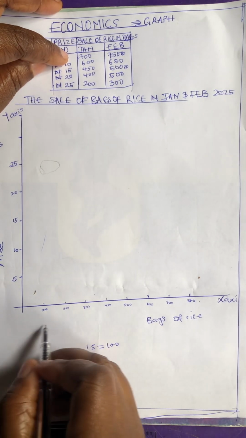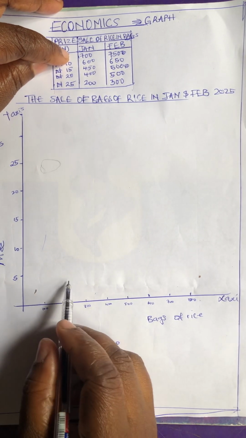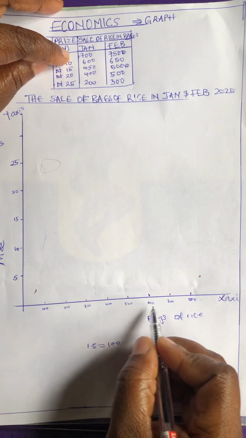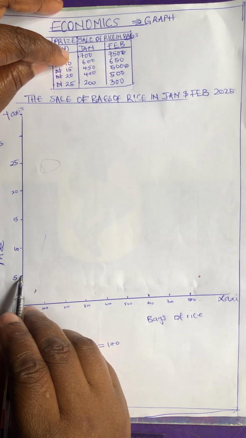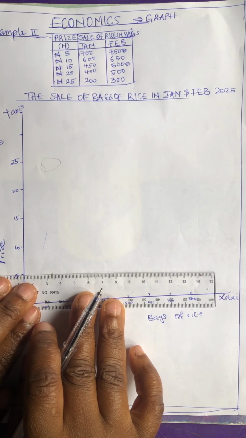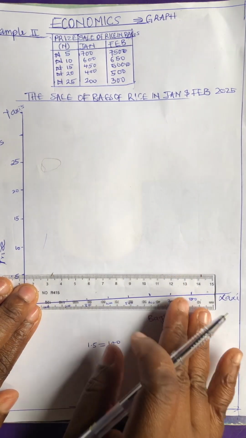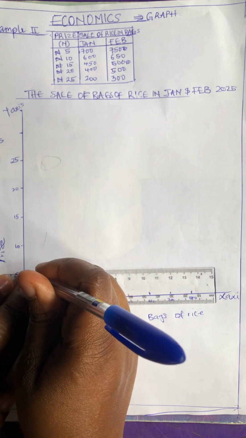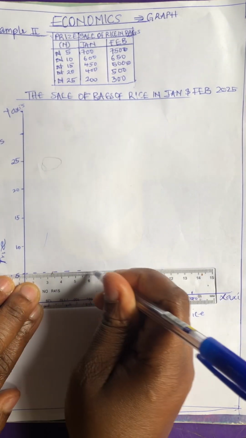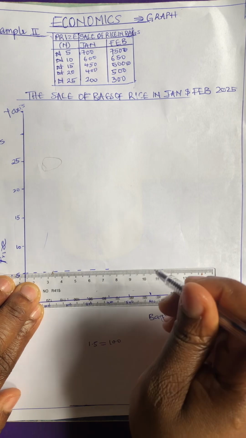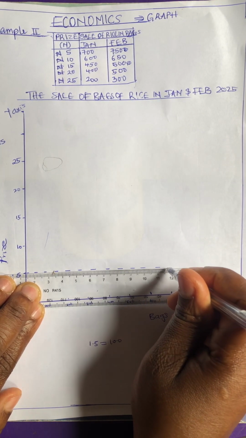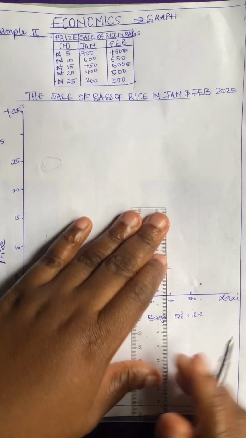At 5 naira, 700 bags were sold for the month of January. So let's look for 700 bags. You're going to trace it with the aid of your broken lines. So what this tells you is that this is a line graph. A line graph always shows a continuous change. That's why we're using broken lines, till we get to 700 bags here and then here.